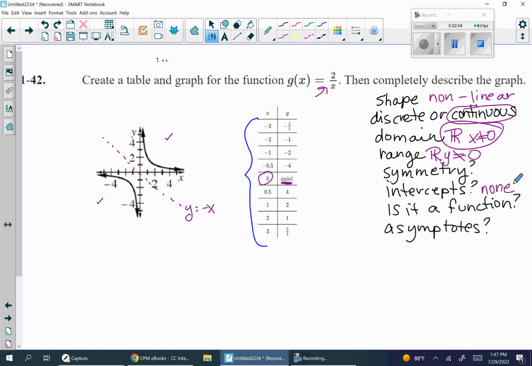It is a function because it passes the vertical line test. And the asymptotes: this is an asymptote right here because the graph will approach, but never actually touch it. And right here, it will approach and never touch it. So x equals 0, and y equals 0. This is an asymptote here as well because it will approach and never touch. So we do have two asymptotes, x equals 0 and y equals 0.